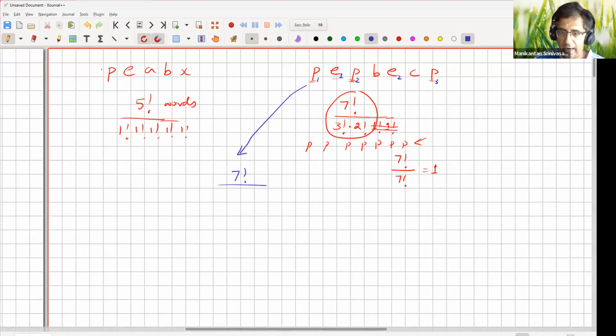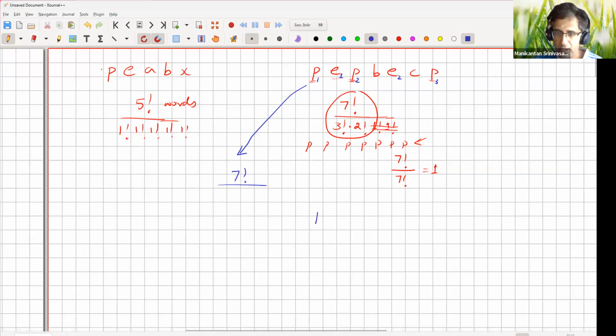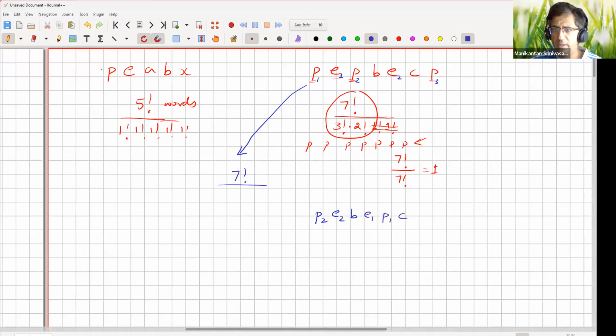Having done that, let's say I can come up with one particular word, which is P2, E2, B, E1, P1, C, and P3. Let's say this is one particular word. Now, if I write another word in which it is P3, E1, P, E2, P2, C, P1, actually speaking, both of these are the same words, right?